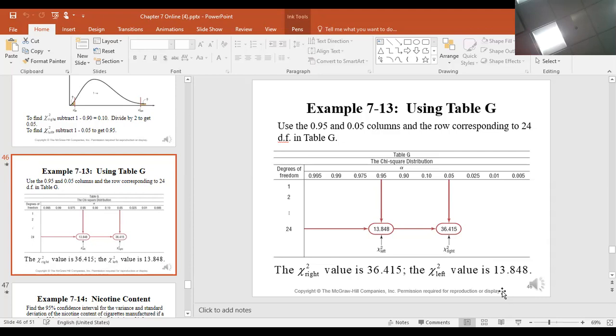So towards the end of your book, you will see the chi-square distribution table. The chi-square distribution table is after the T table. So you will see the first row up here. These are the alpha.